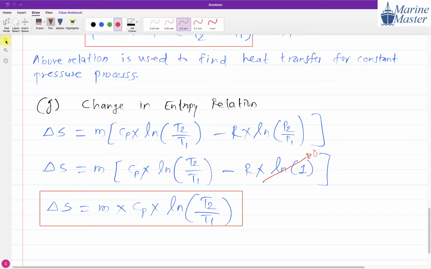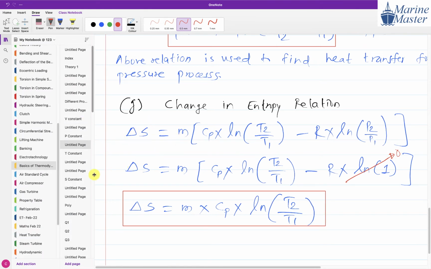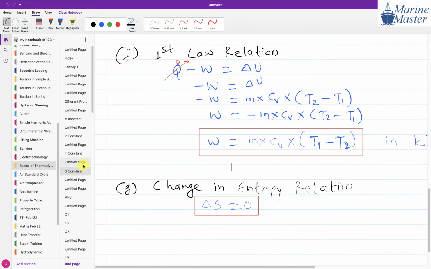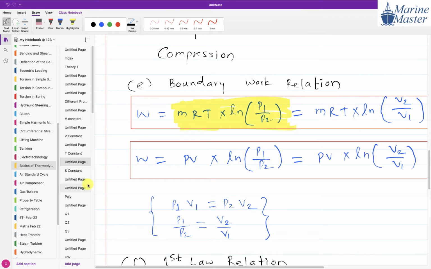So this is all about which process? That is what we have seen: the constant pressure process. Now what will be the next process? So next will be the isothermal process, constant temperature.